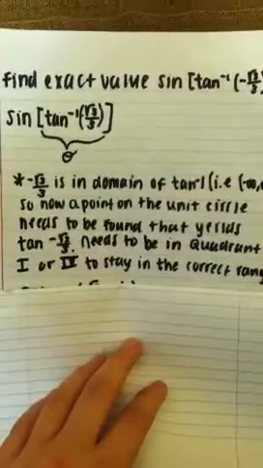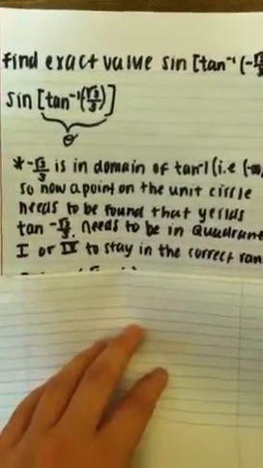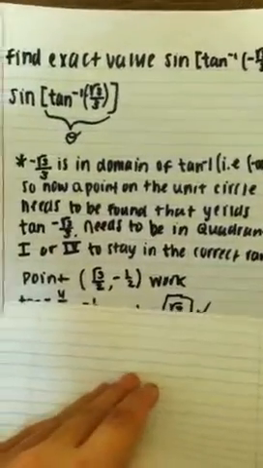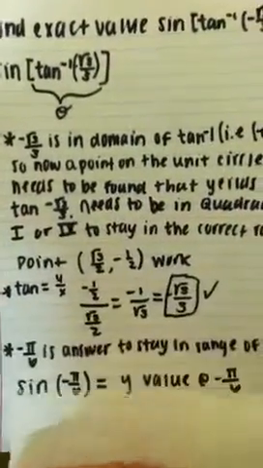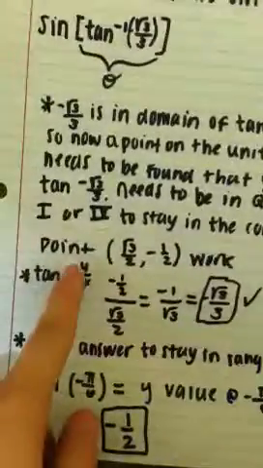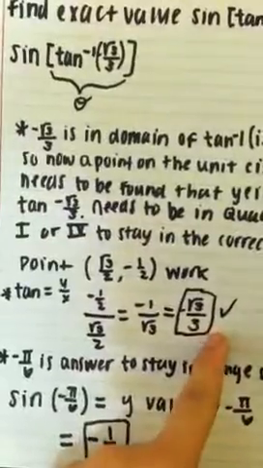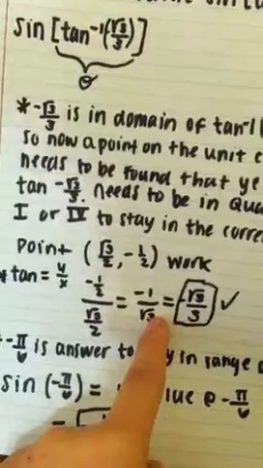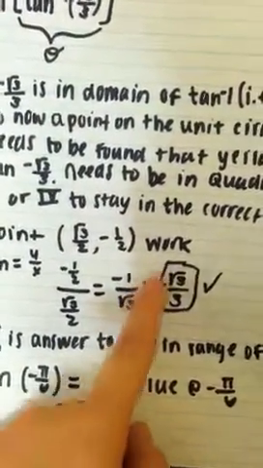Now a point on the unit circle needs to be found that yields the tangent of negative square root 3 over 3. It also needs to be in quadrant 1 or 4 to stay in the correct range. Point square root 3 over 2, comma negative 1/2 works. Tangent is y over x, and y over x yields negative square root 3 over 3 because these denominators cancel, and then you can't have this in the denominator, so we multiply both sides by the denominator to get negative square root 3 over 3.